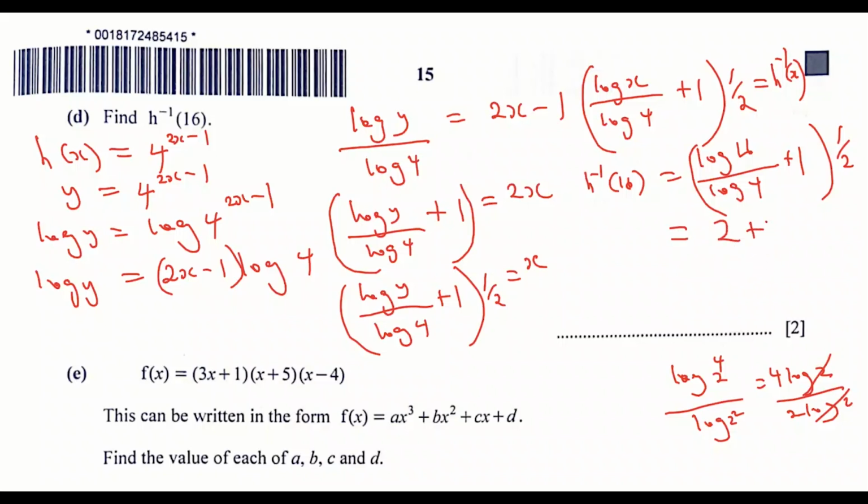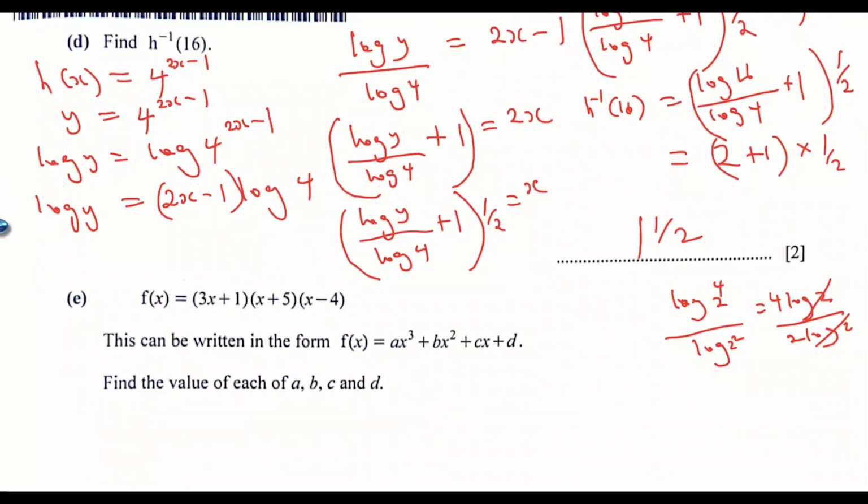So this one is 2, then plus 1, multiplied by a half. So 2 plus 1 is 3, times 1 over 2. So the answer will be 1 whole 1 over 2. So let's go to the next part.